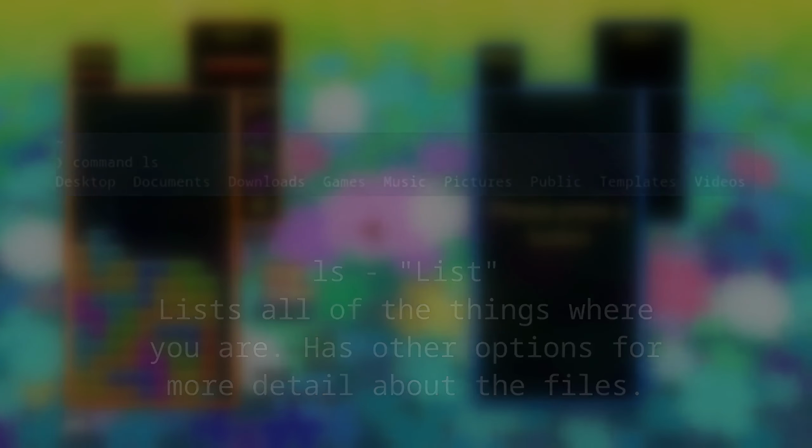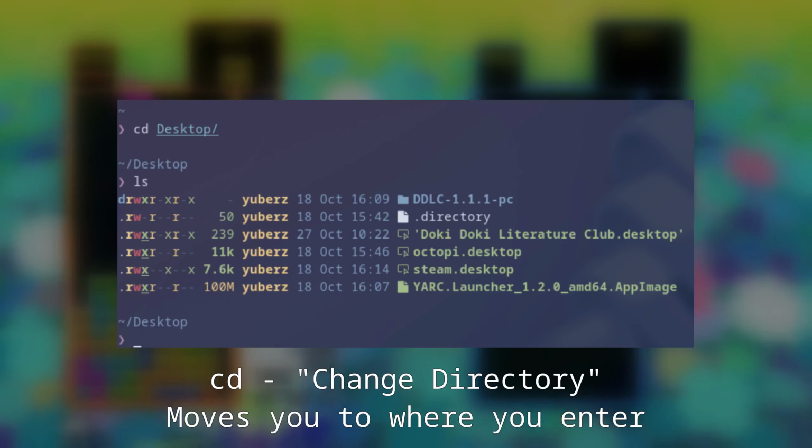Pretty simple stuff. Next, to go into a folder, use the cd or change directory command. So if I want to check out my desktop folder, I would type cd desktop. But there's a faster way to do it. If you start typing the beginning of a word and press tab, then you'll autocomplete. If there's multiple folders that match the autocomplete, you can keep pressing tab until you get the one you want.